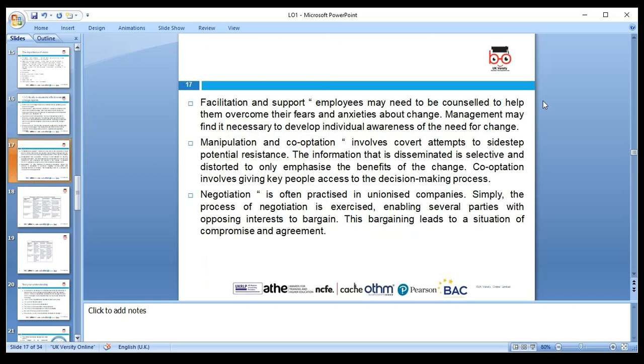If you don't follow the rule, you can be penalized, and even criminal charges can apply. Again, that's why we need to look around. Facilitation and support implies always needing to be supportive. Manipulation and cooperation involve a covert attempt to sidestep potential resistance to the information.